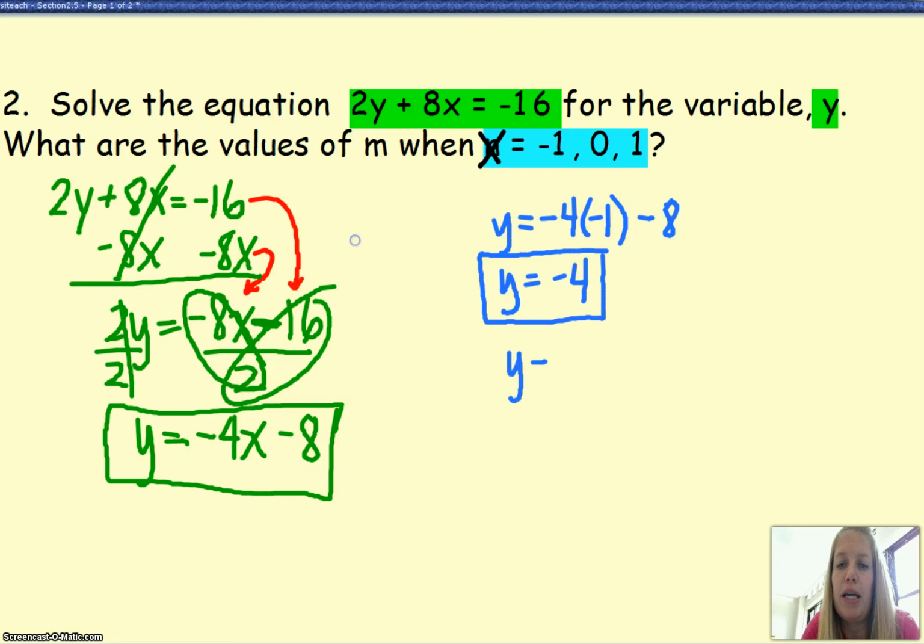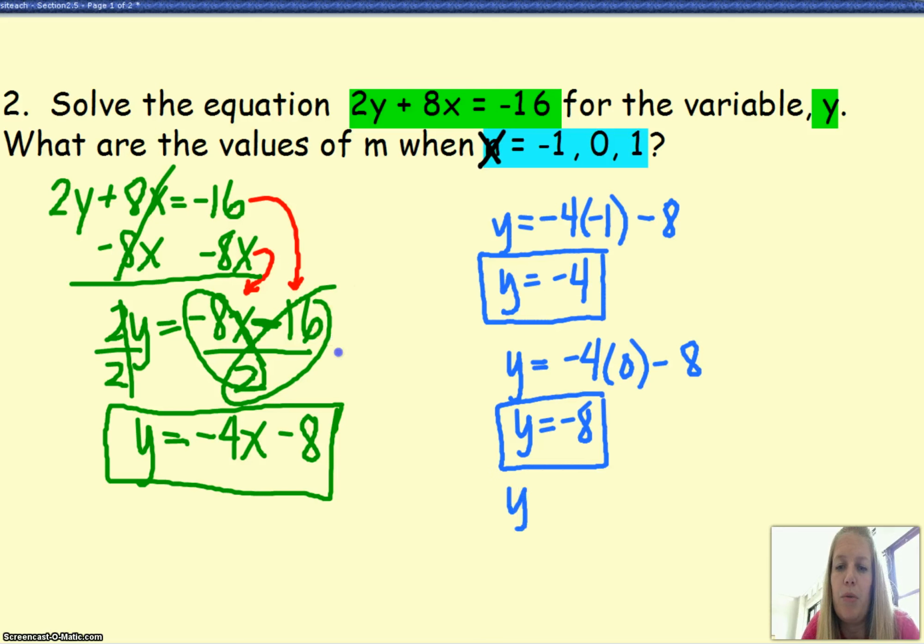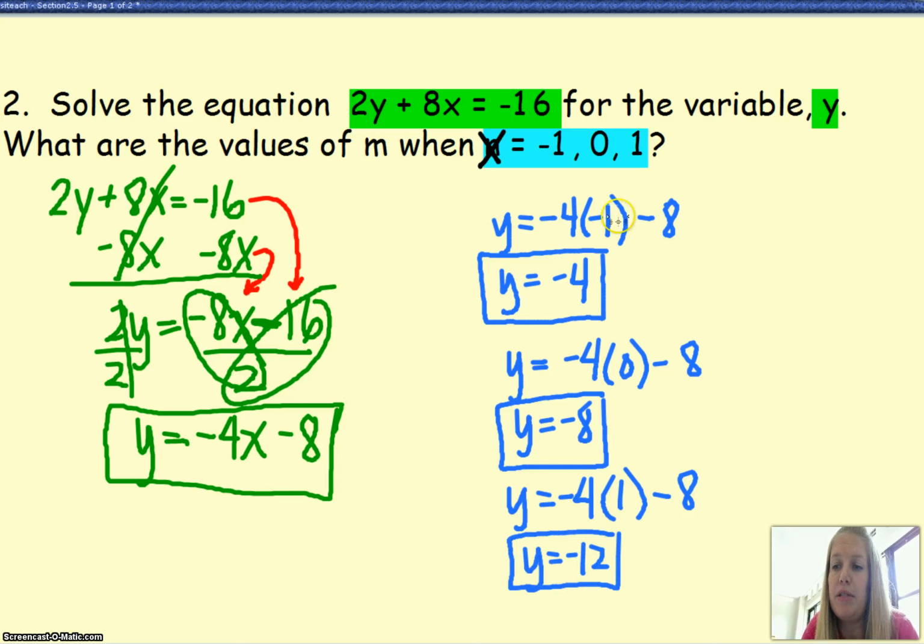Plug in the next one. Y equals negative 4 times 0 minus 8. 4 times 0 is 0, minus 8. Y equals negative 8. Last one. Y equals negative 4 times 1 minus 8. Negative 4 times 1 is negative 4, minus 8. Y equals negative 12. So again, all I did was take each one of these values here and plug them in for the x in our equation.